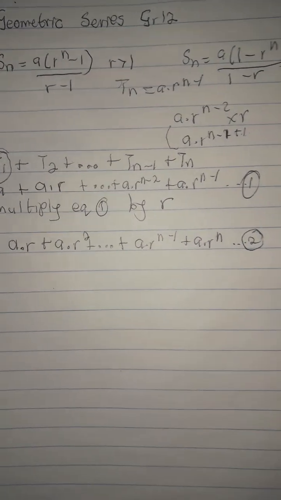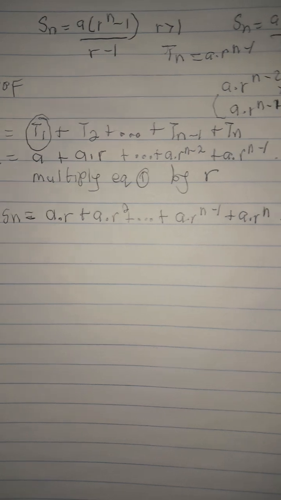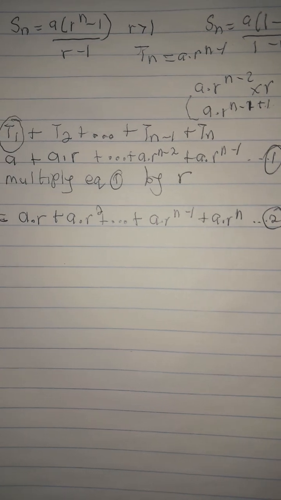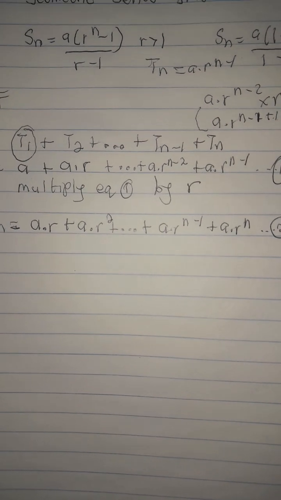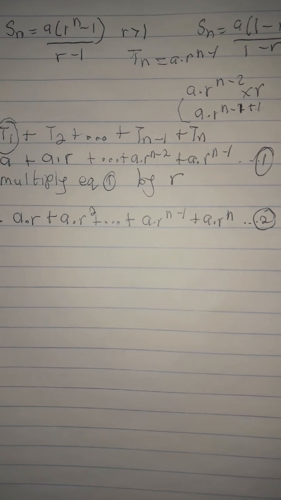At times we do face such things. I hope, guys, I'm making sense. I did show you how we came up with equation 1. I did also show you how we came up with equation 2. We multiply equation 1 by r, which is the constant ratio, to formulate equation 2.